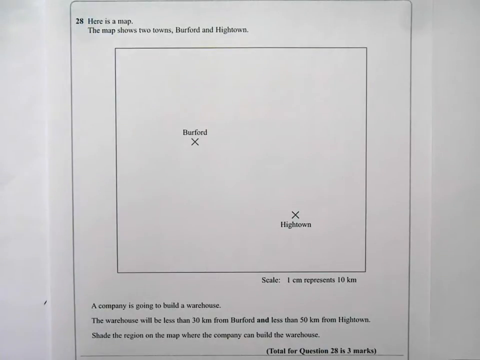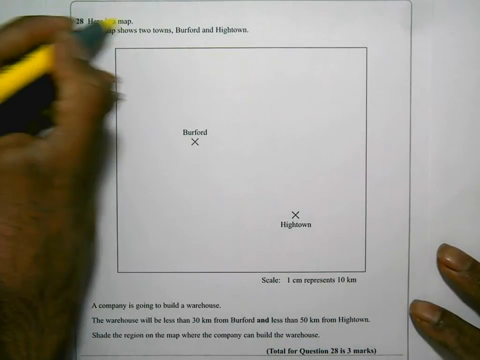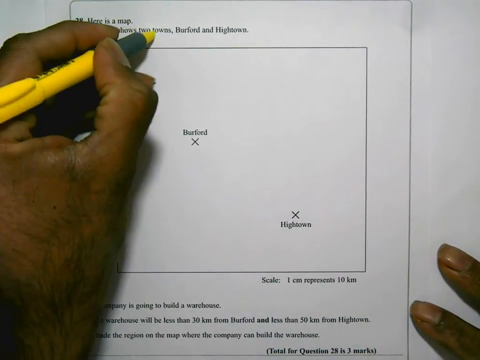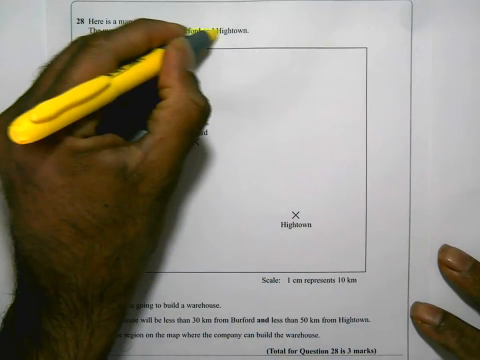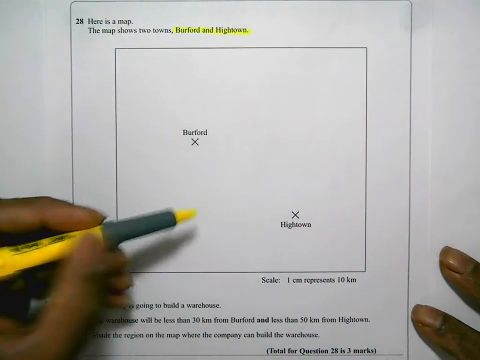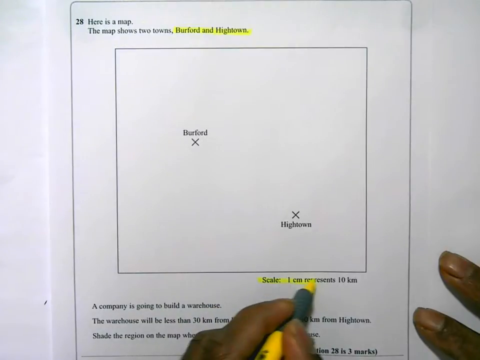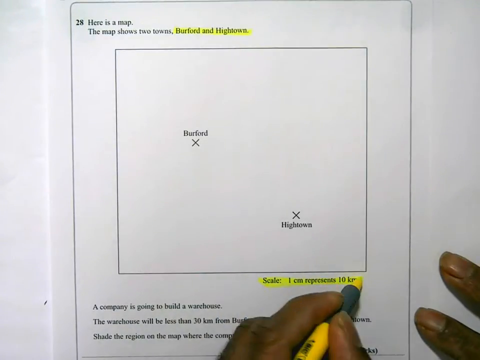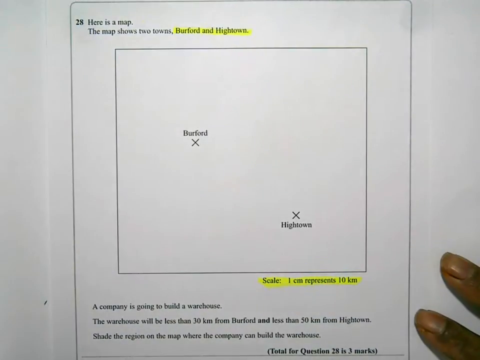This is question 38 on the foundation non-calculator paper. I've had to zoom out quite a bit on this question so we could see the whole question, but I'll move it up as we read through it. It says, here is a map. The map shows two towns, Burford and Hightown. So there's Burford, there's Hightown, and there's also a scale down here. 1 centimeter represents 10 kilometers. So that's going to be useful as we go along through this question.